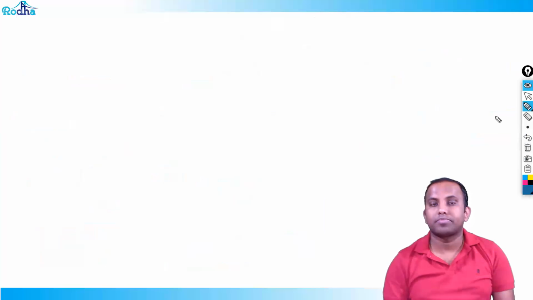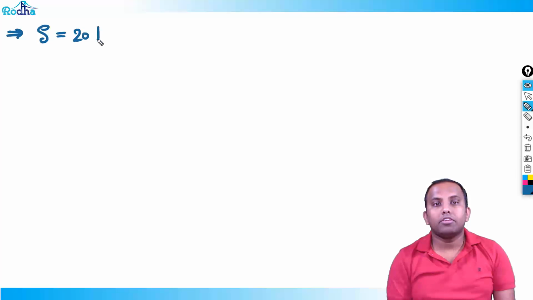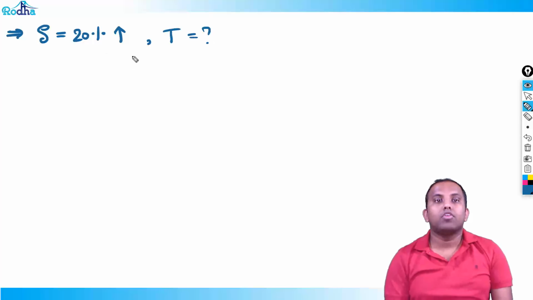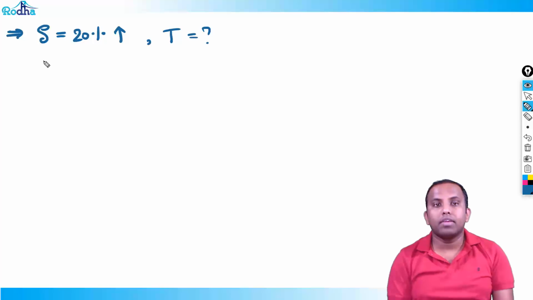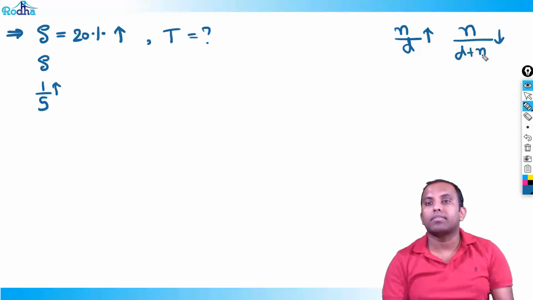I'll show you how. Let's come to the next slide. See here. Now, let's say speed is increased by 20%. Then what is the effect on time? If you increase speed by 20%, that means speed is increased by 1 by 5. We need to write it in terms of n by d and n by d plus n. What is n by d? Numerator and denominator, so in terms of a fraction. If one quantity increases by n by d, the other will decrease by n by d plus n.